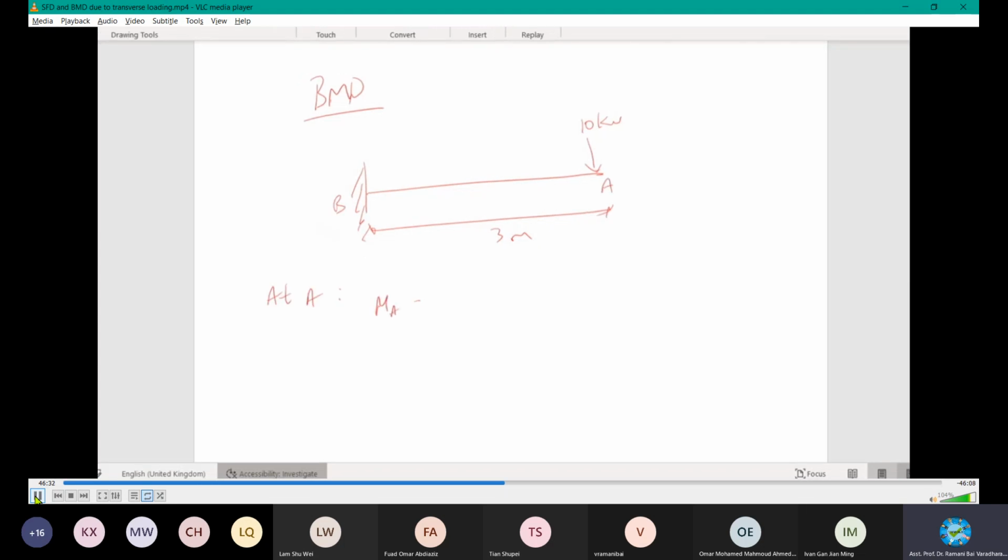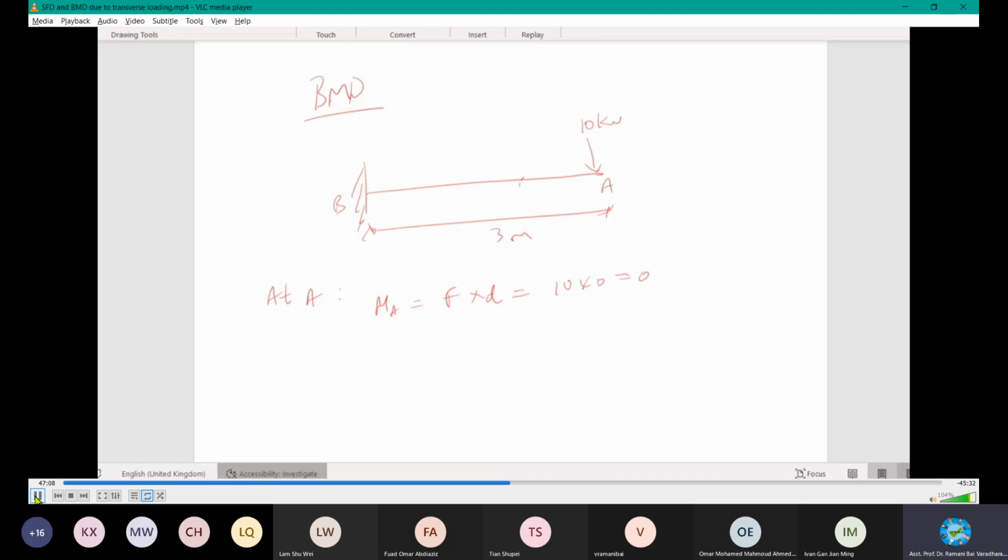So, MA is equal to force into distance. Force there, distance at A is 0, right? 10 into 0 is 0. At A it is 0. Clear? Just move from A to the left. What will happen? Until B, there is no change. We don't have to bother about it. Even if you calculate every meter, it will be the same: 1 meter, 1 meter, 3 meter. It will be 10, 10, 10 only.